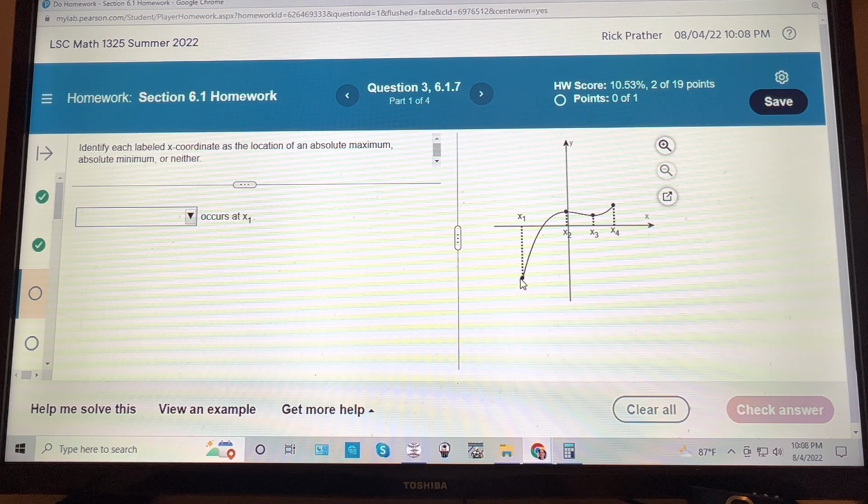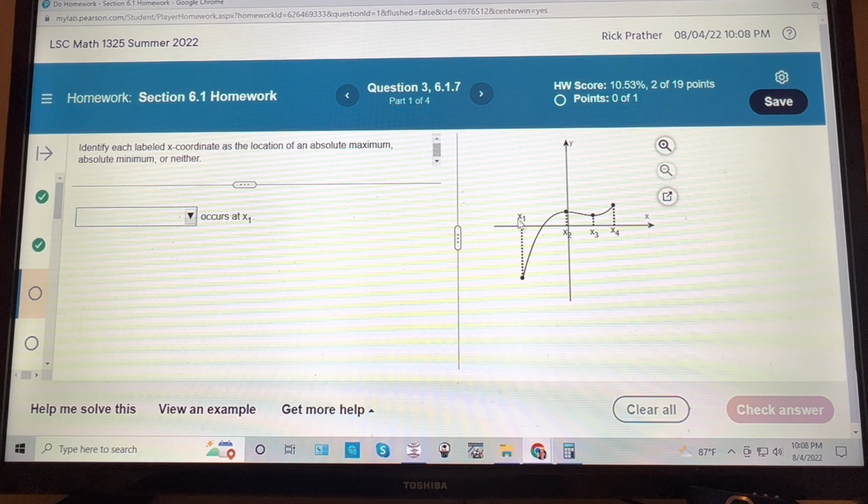But this is the situation right here. You have a closed interval because there's a closed circle here. Closed interval starting at x1. The graph is continuous. And then it stops at x4. So if you have a closed interval, you're guaranteed to get an absolute max and an absolute min. And they can only occur at endpoints or critical numbers, places where the derivative would be 0 or undefined.